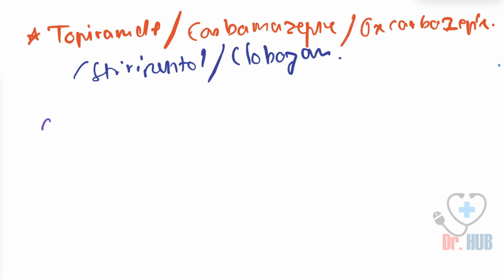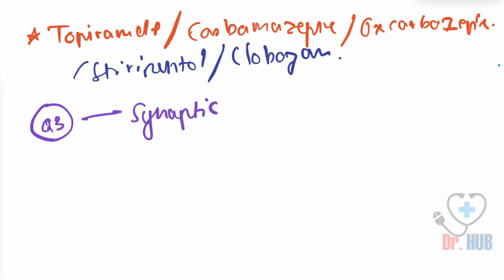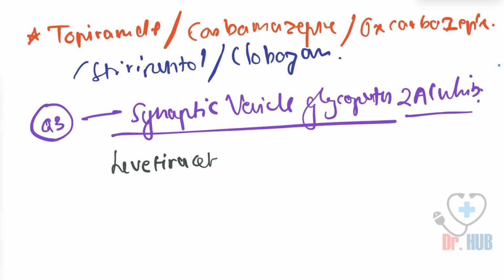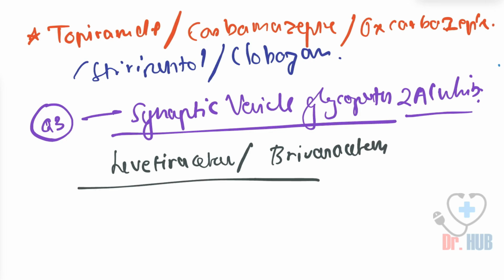The next question we asked, question 3, was what are the synaptic vesicles? This is the synaptic vesicle glycoprotein 2A inhibitors. So under this it includes levetiracetam as well as brivaracetam. So they are included under this.